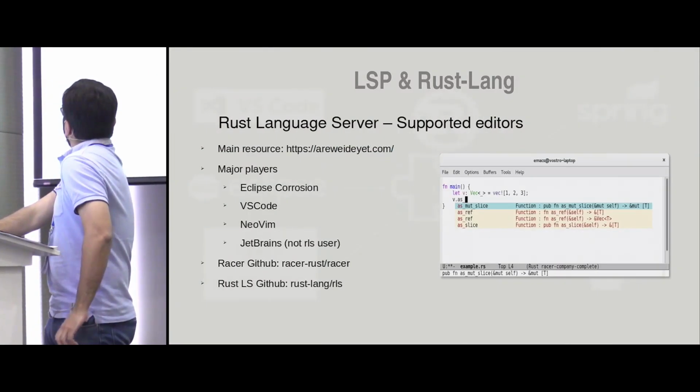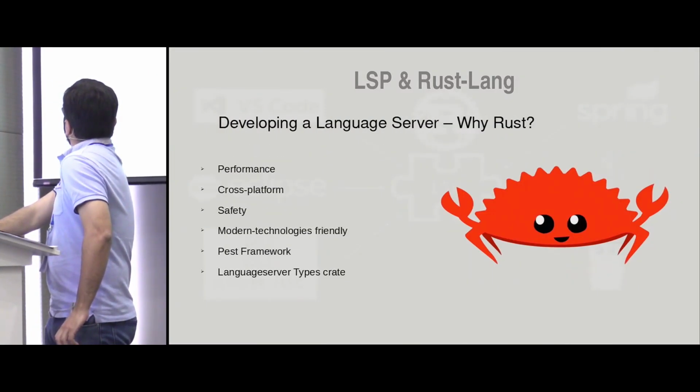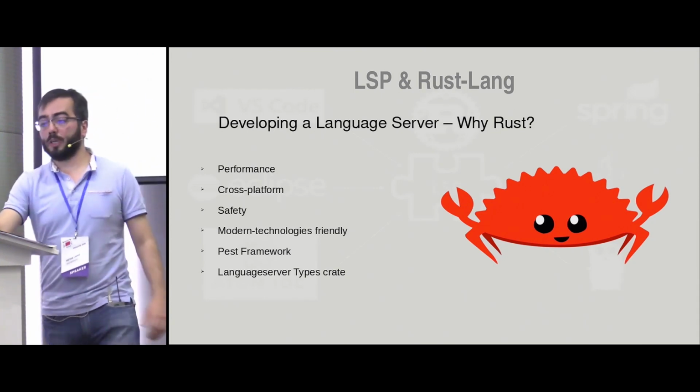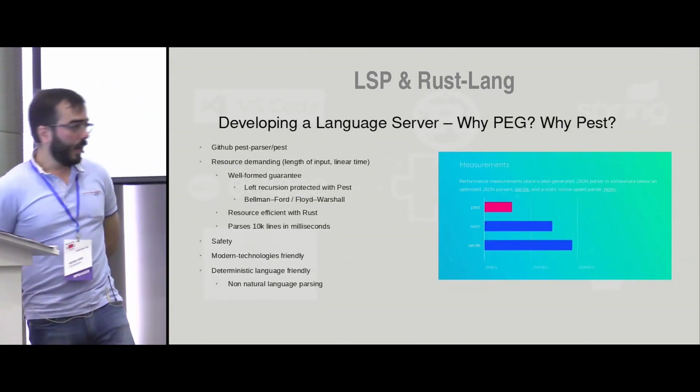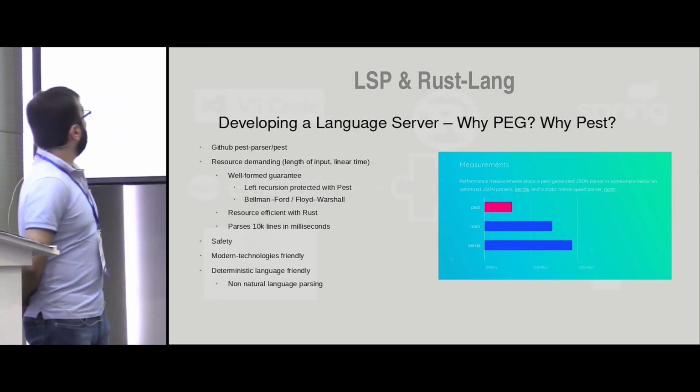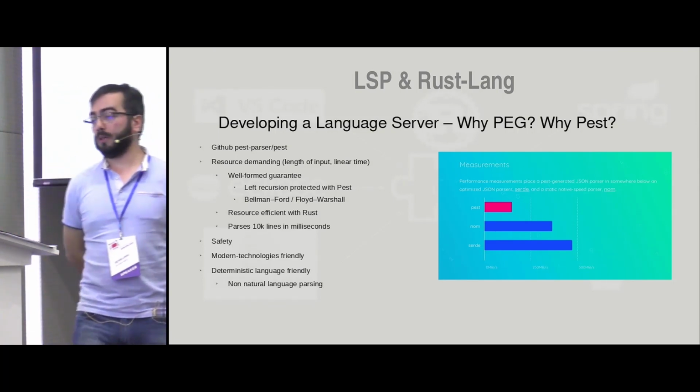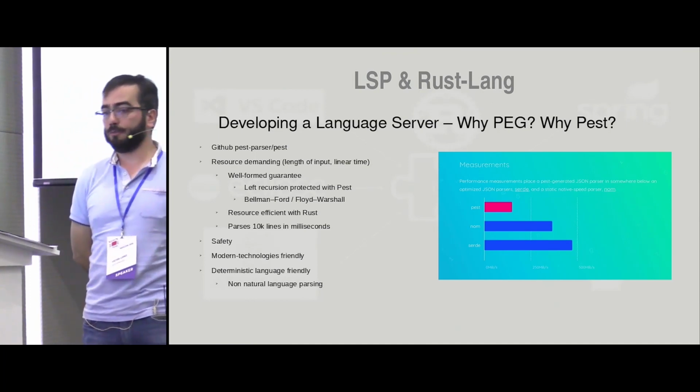So going back to the slide. So this is why I choose Rust. So why the Pest framework? Why PEG grammars? We have an open source solution as well, the Pest framework, for the development of parsers.